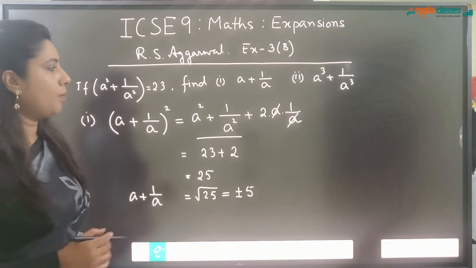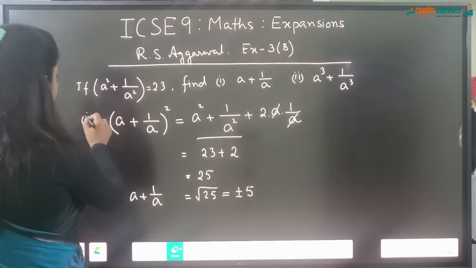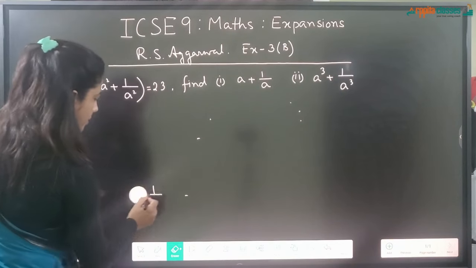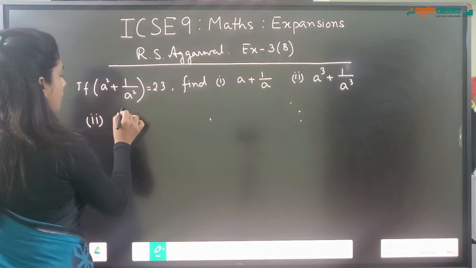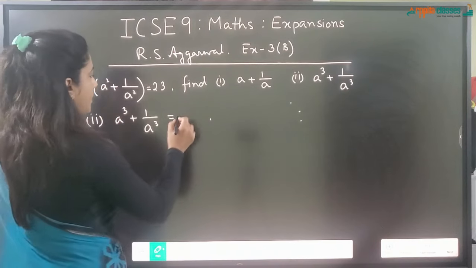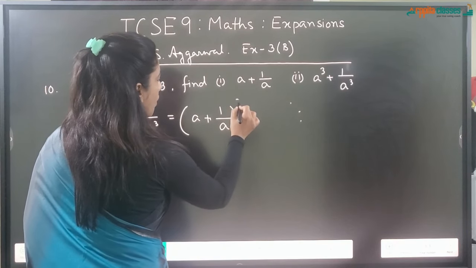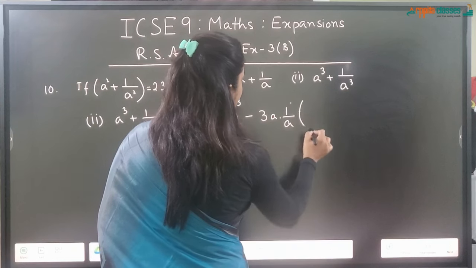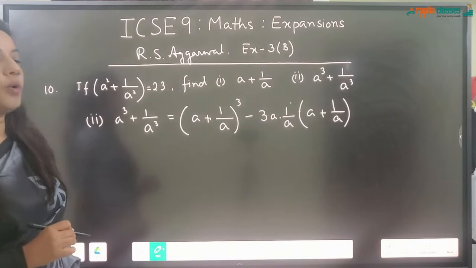Now we have to do a cube plus 1 upon a cube. So just let me rub this. You can try the sum on your own. So the second part is a cube plus 1 upon a cube. The formula for that is a plus 1 upon a whole cube minus 3 into a into 1 upon a into a plus 1 upon a. This is a formula for a cube plus b cube.